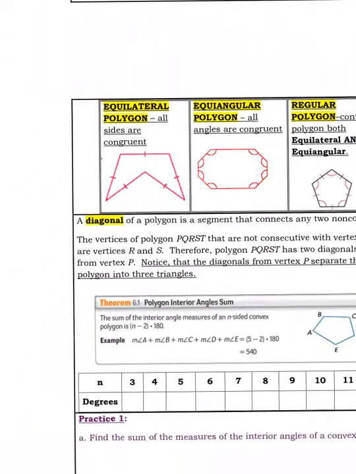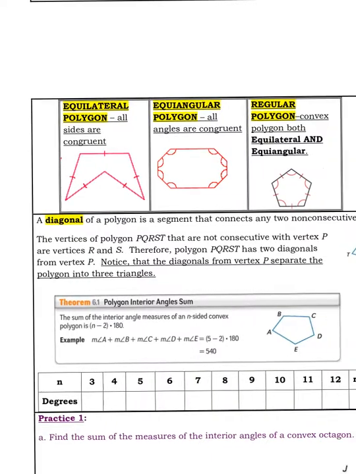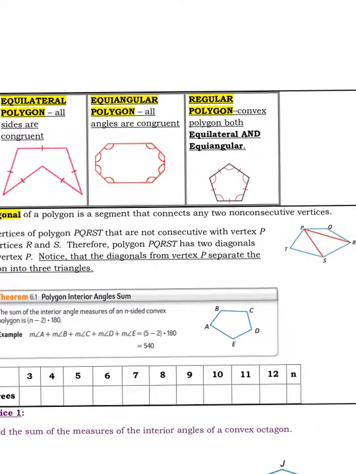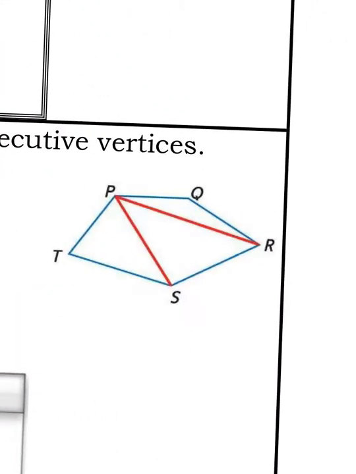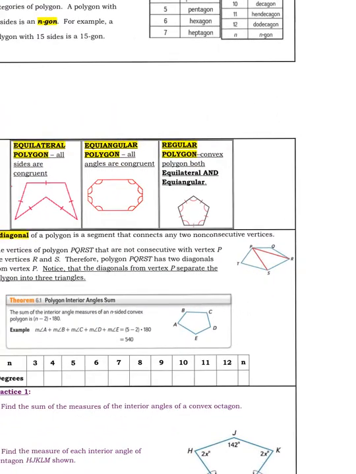And then you have a diagonal. A diagonal of a polygon is a segment that connects any 2 non-consecutive vertices. So here you can see they're already outlined in red. PR is a diagonal and PS is a diagonal. It's inside of the figure. PQ, QR, SR, ST, PT, those are all sides. So they're all connecting the polygon. And that's why it says non-consecutive vertices.